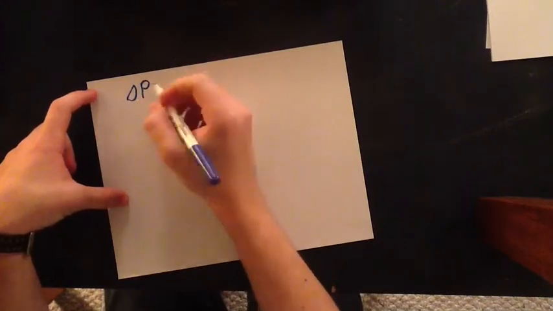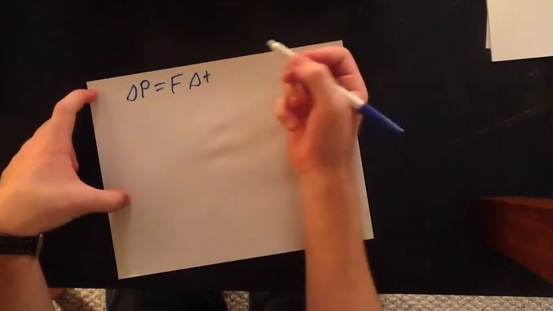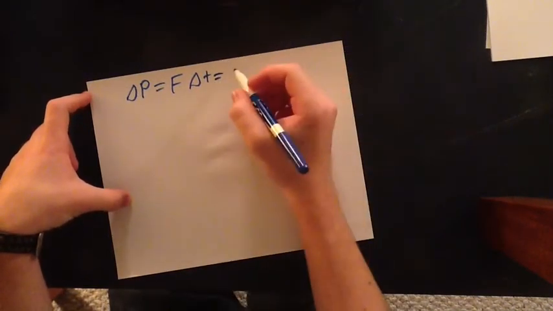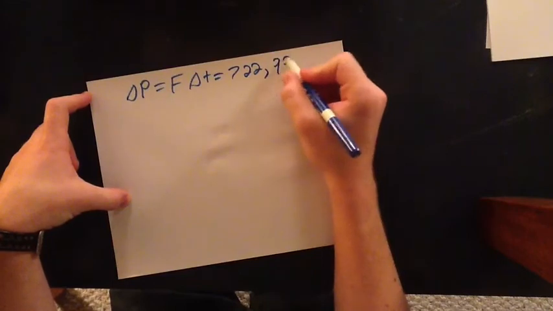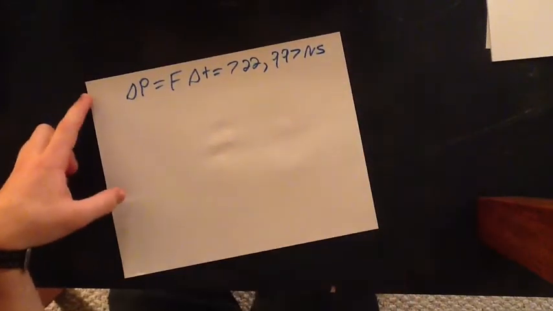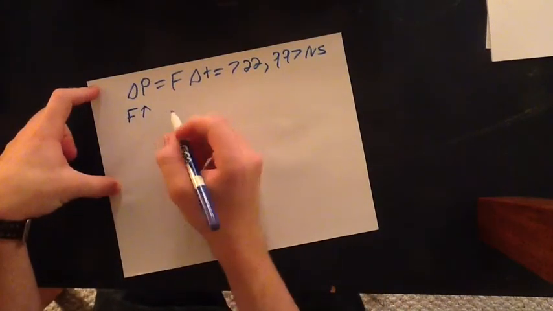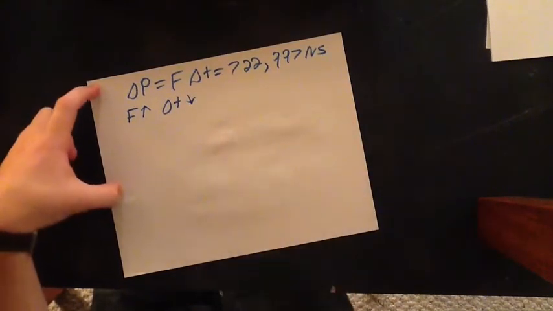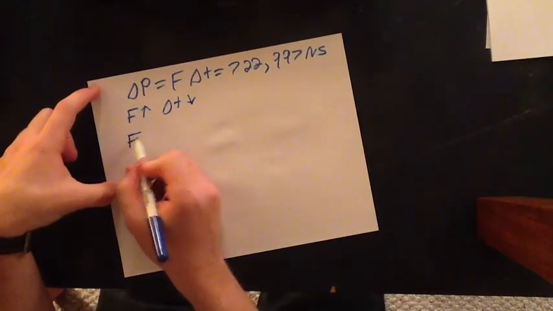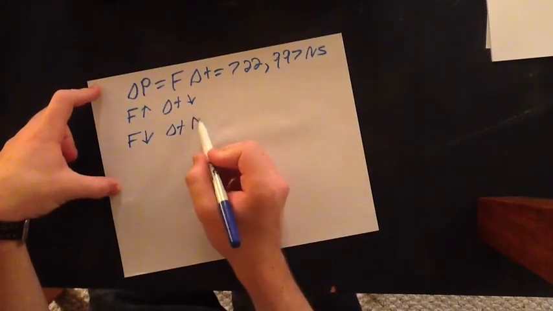So in our problem, we now know that the change in momentum of Batman is equal to the force exerted on Batman multiplied by the change in time the force is exerted on Batman. We know that both of these are now equal to 722,997 Newton seconds. So, in this equation, as the force exerted on Batman increases, the change in time that the force is exerted over decreases. And likewise, as the force exerted on Batman decreases, the change in time this force is applied over increases.